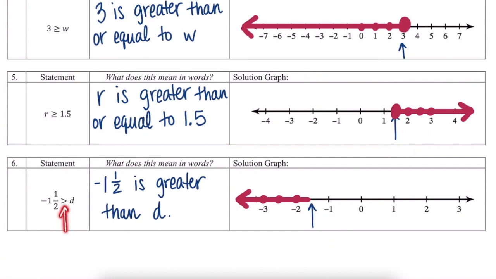Well, this is the symbol for greater than, and nowhere does it say equal to. Therefore, we're going to use an open point here to show that negative 1.5 is where our solutions start, but they are not included.